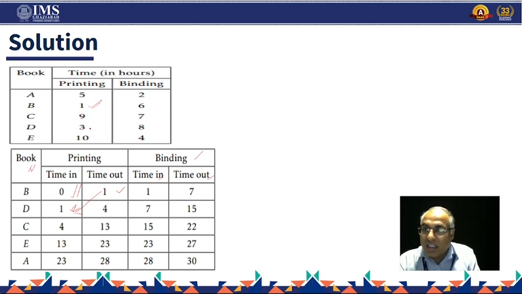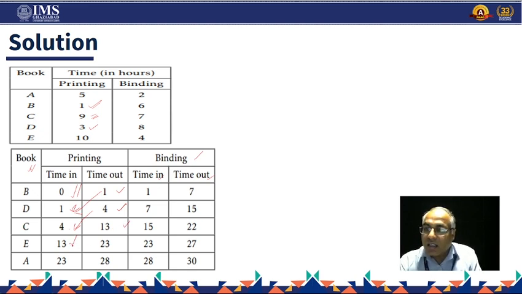Job D is taking 3 units of time here. So 1 plus 3 becomes 4. Next job will start at 4. This value will remain the same. Now C book, how much time is it taking for printing? C is taking 9 hours for printing. So 4 plus 9, 13 is there. Next job will start at 13.